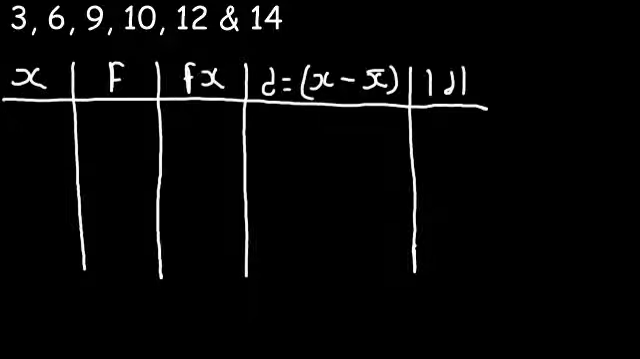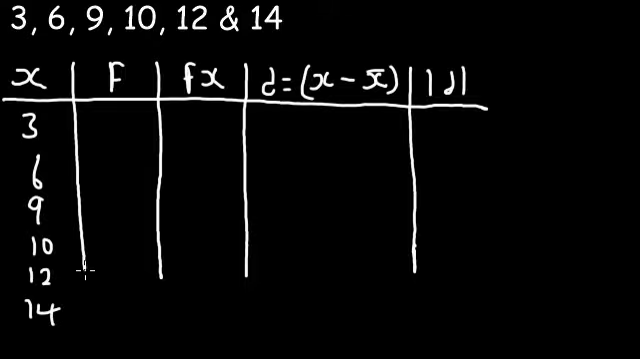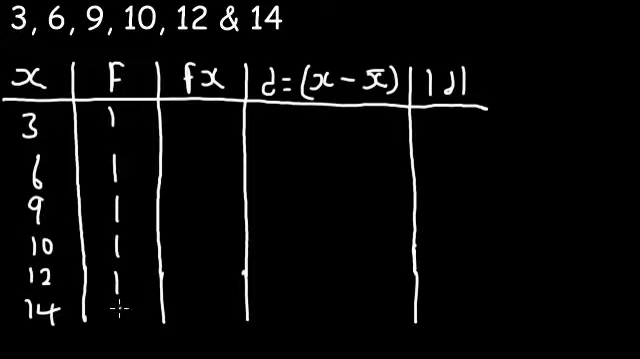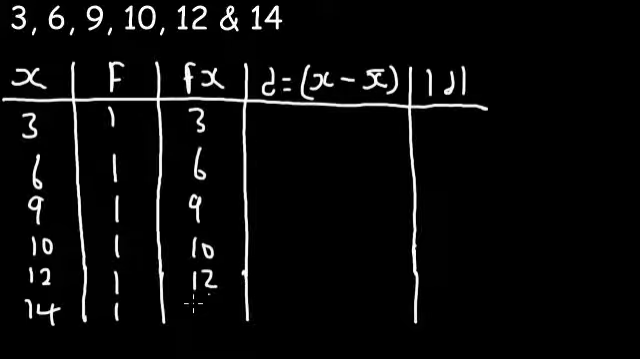Since we are using a frequency distribution table, we have to arrange the values in ascending order. So we have 3, 6, 9, 10, 12, and 14. You notice that each value in this distribution shows up just once. So fx will still give us the same result: 3, 6, 9, 10, 12, 14. You might be wondering, what is fx? It means the frequency times the mark. Just multiply them, and that's it.